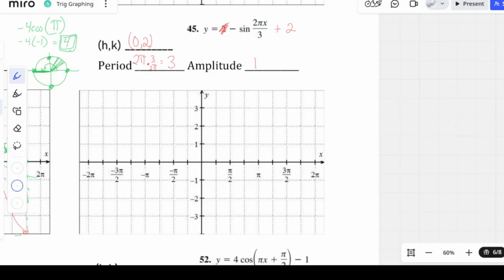Okay, let me locate HK, 0, 2. Up in amplitude, down in amplitude, and then over by 1 period. So I have that same situation. I need to change my scale or get a different graph paper. So let's see, I'm going to go by 2, so I'm going to make it 1, 2, 3. See, back to my starting position, HK, up in amplitude, down in amplitude, and over by 3. 1, 2, 3.